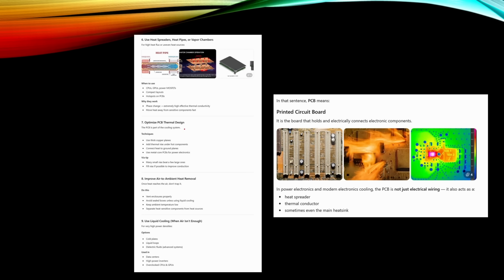When you make your design, you need to remember that your circuit board is not only electrical wiring, it's also a thermal spreader, a thermal conductor, sometimes even the main heat sink. And remember also the ambient heat removal. You need to take care of ventilation of your environment. Keep the ambient temperature low enough.